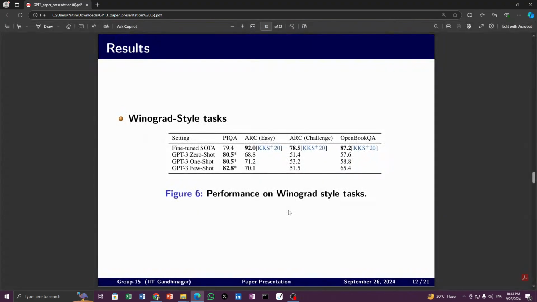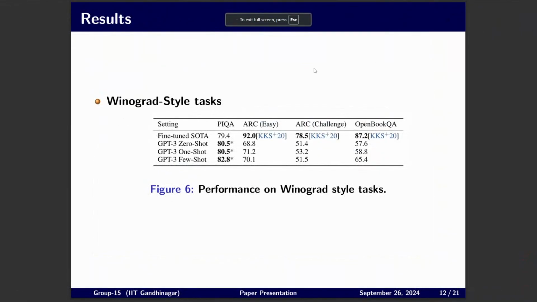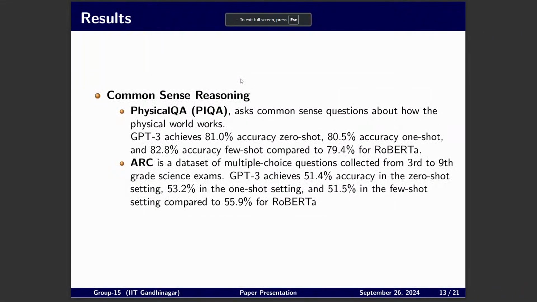Yes, so now I'll be talking about common sense reasoning, the results for this specific task. In common sense reasoning, we are trying to check the model's ability to actually reason about the physical world.